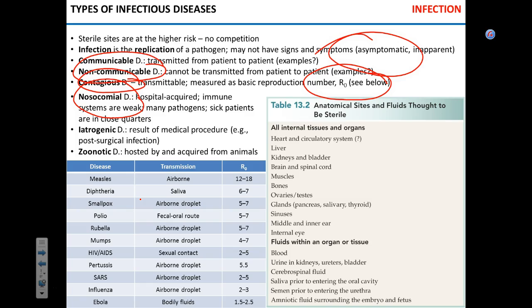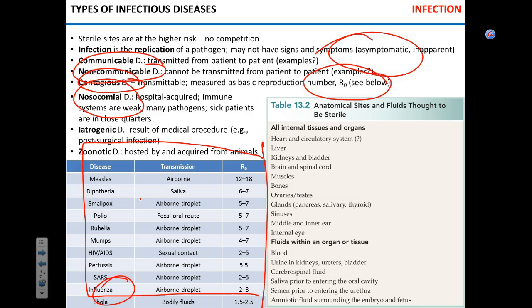First, it's very artificial. So really, it's very artificial. Second, it allows you to compare diseases, but you have to keep in mind other factors. Like this table shows you the relative contagiousness of diseases based on the basic reproduction number. You can see that Ebola is on the bottom of the list.